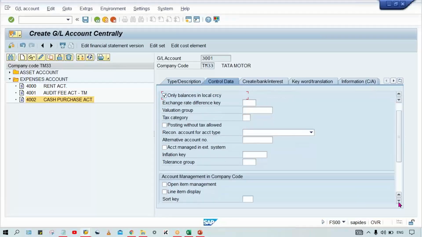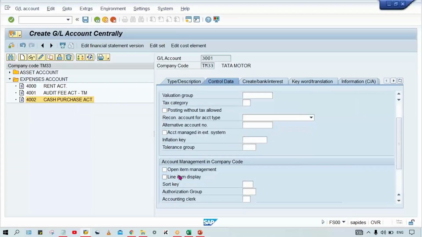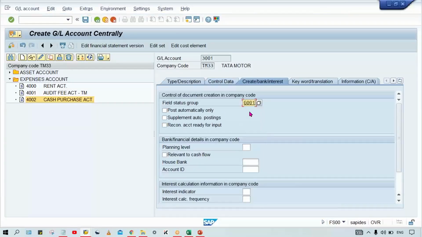Okay, still we are having the issue. Make it like this, and post automatically. Save it.